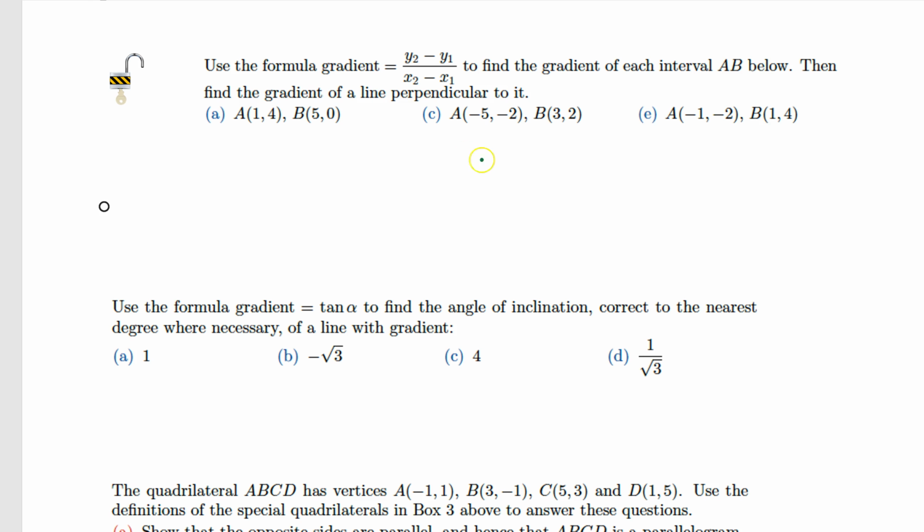So very quickly, I'll just do one of these. We want to find the gradient of the interval AB and then the gradient of a line perpendicular to it. So for me, again, I like to draw the picture here because I know whether I'm expecting a positive or a negative answer then, in case I do something silly with the algebra. So for AB, -5, -2 is going to be out here and down a little bit.